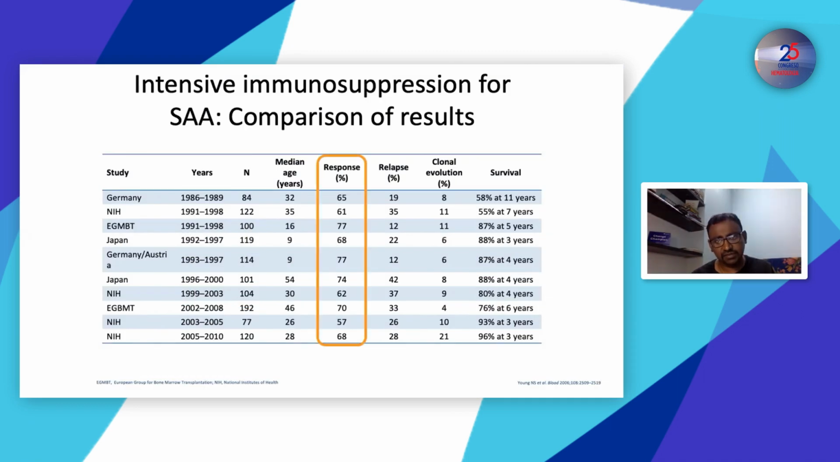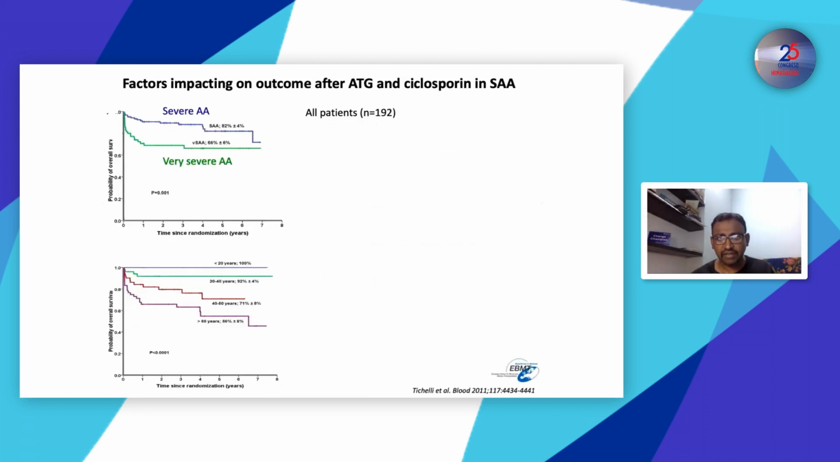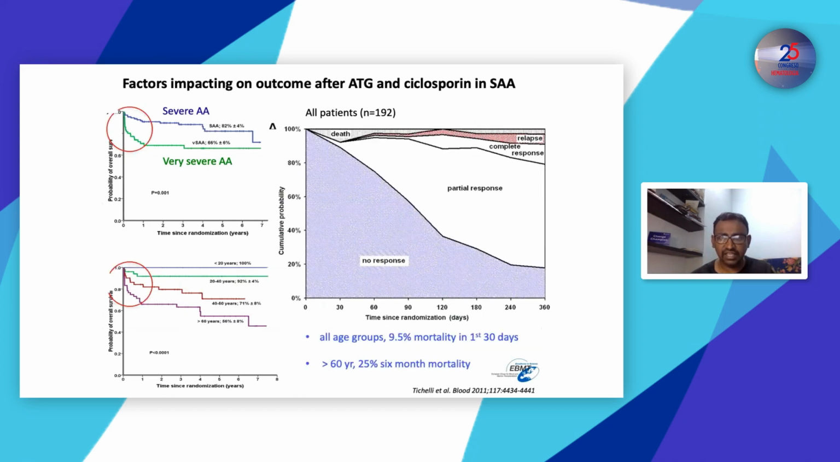And this data comes from a number of studies essentially showing that 60 to 70% of patients following ATG and cyclosporin, predominantly horse ATG and cyclosporin, will have a response. 20% of patients will relapse. 10 to 15% of patients will have clonal evolution. And some of the factors which are important on looking at the outcomes after ATG, as we know, is that partial response is more commonly seen rather than complete response.